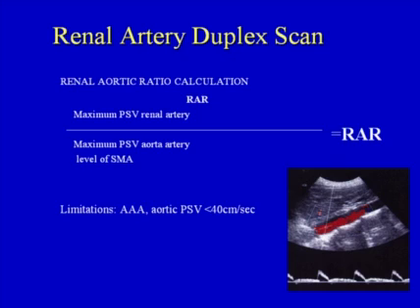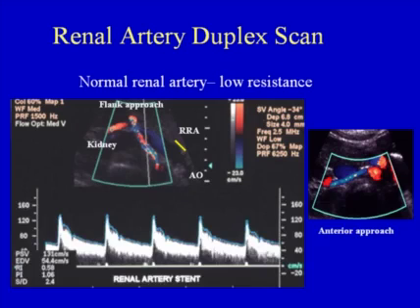Now, the limitations to this technique: abdominal aortic aneurysms will give you an erroneous spectral Doppler velocity, or if the aortic PSV is less than 40, this will give you a falsely elevated renal aortic ratio. So it is important to note that when the abdominal aorta is not normal, or has low velocities or extended high velocities greater than 125, the renal aortic ratio is not calculated.